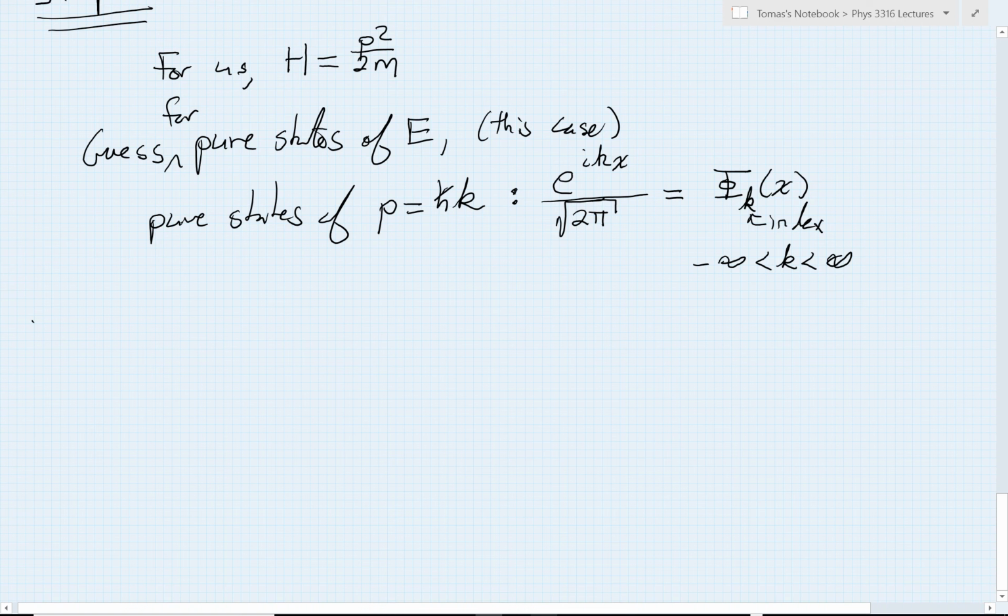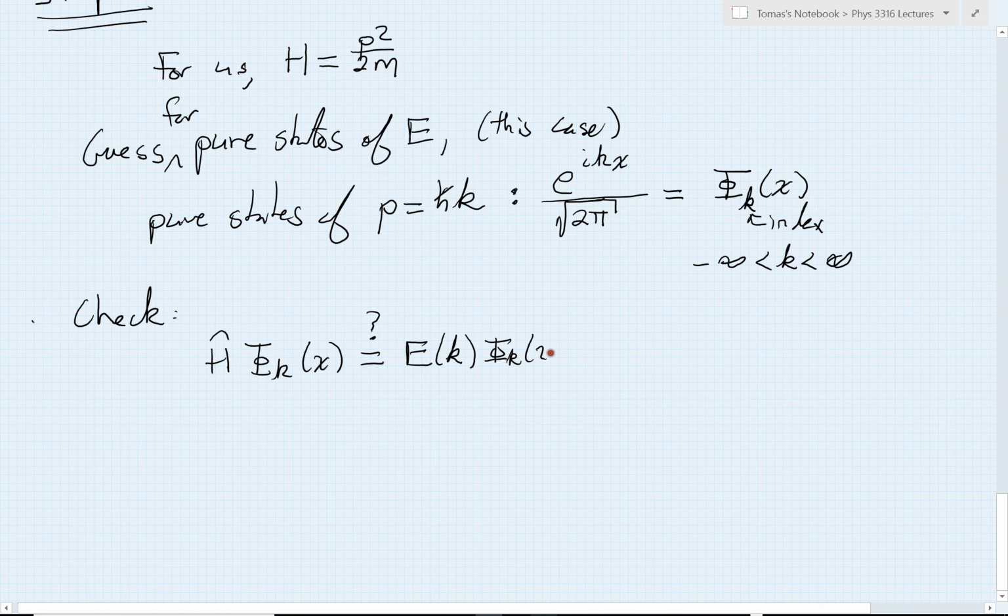But whenever we make a guess, we need to check our guess. So let's check. What I need to verify is, what do I get when I apply my Hamiltonian to my pure state, phi k of x? And what I'm trying to check, hopefully what I get back, is just some energy. And that energy probably depends on which state I'm looking at, times my state phi k back again. Do I really just get a constant back again when I apply my Hamiltonian to my state? Well, I don't know. We have to see. So let's try it out. The Hamiltonian, we've written it down so many times, it should be almost memorized.